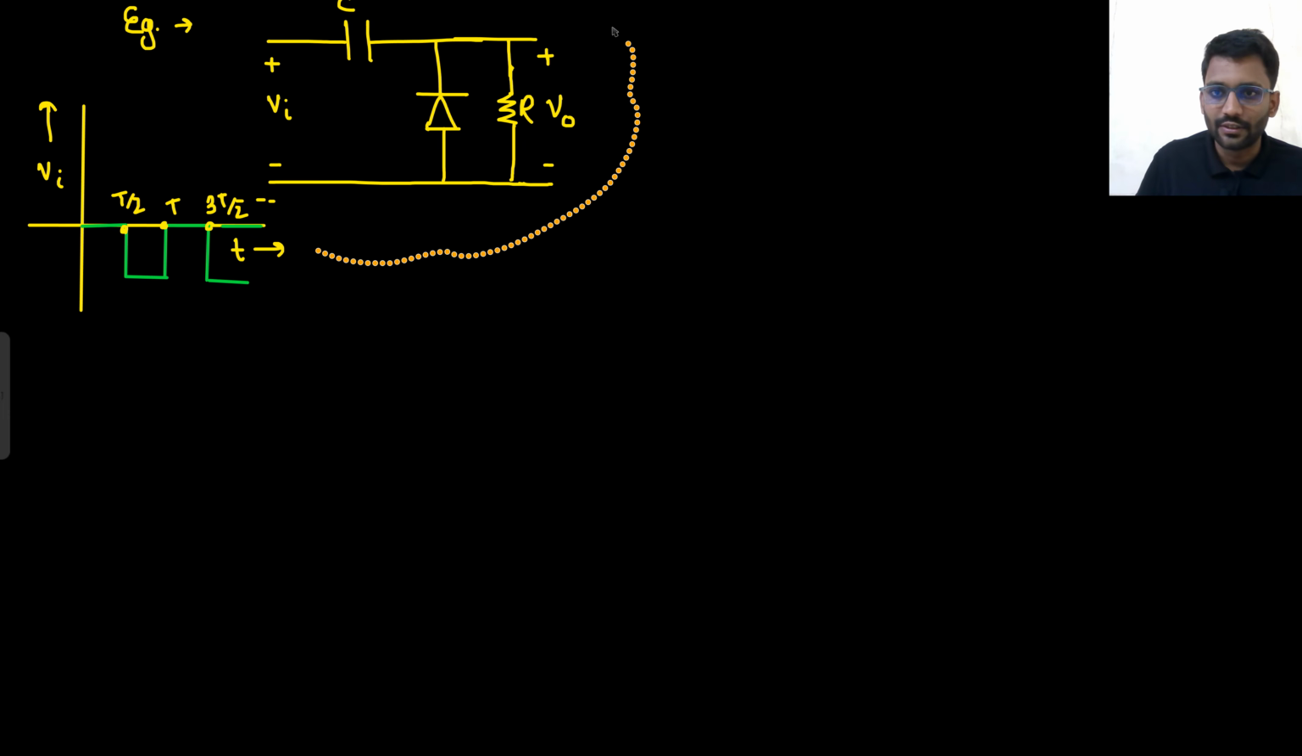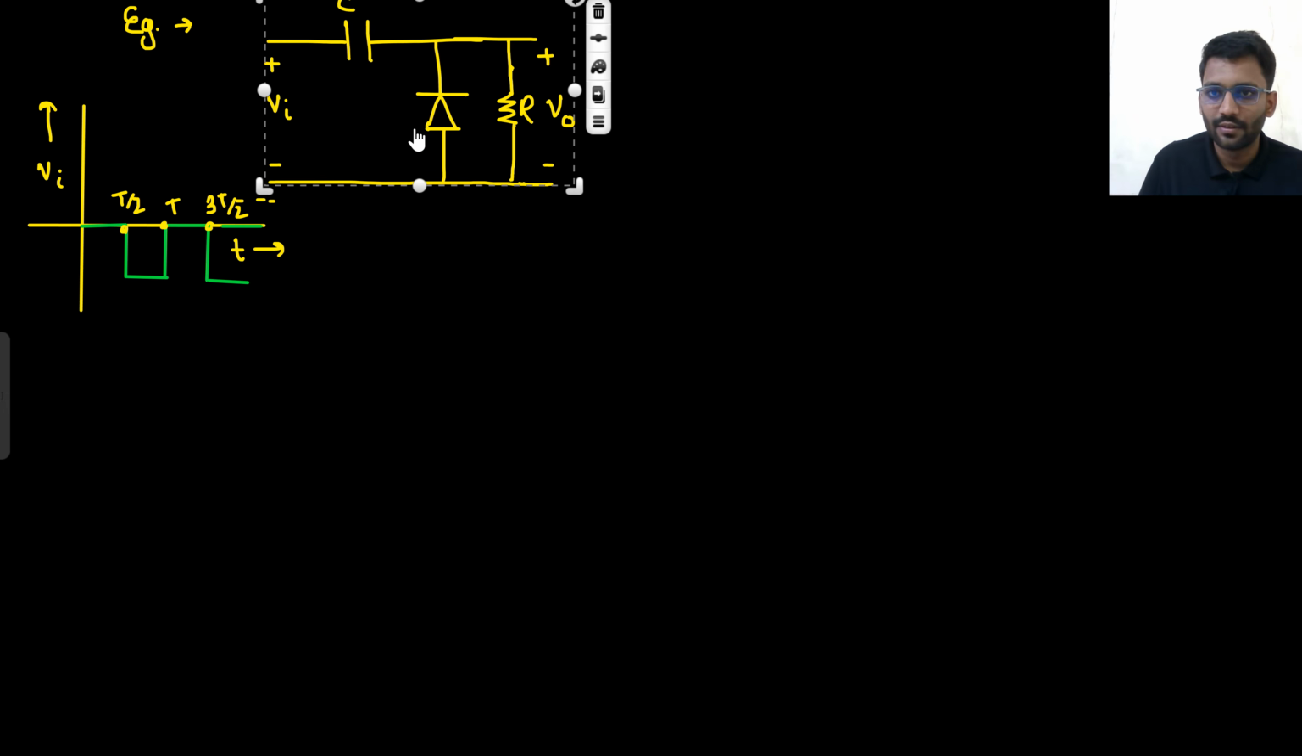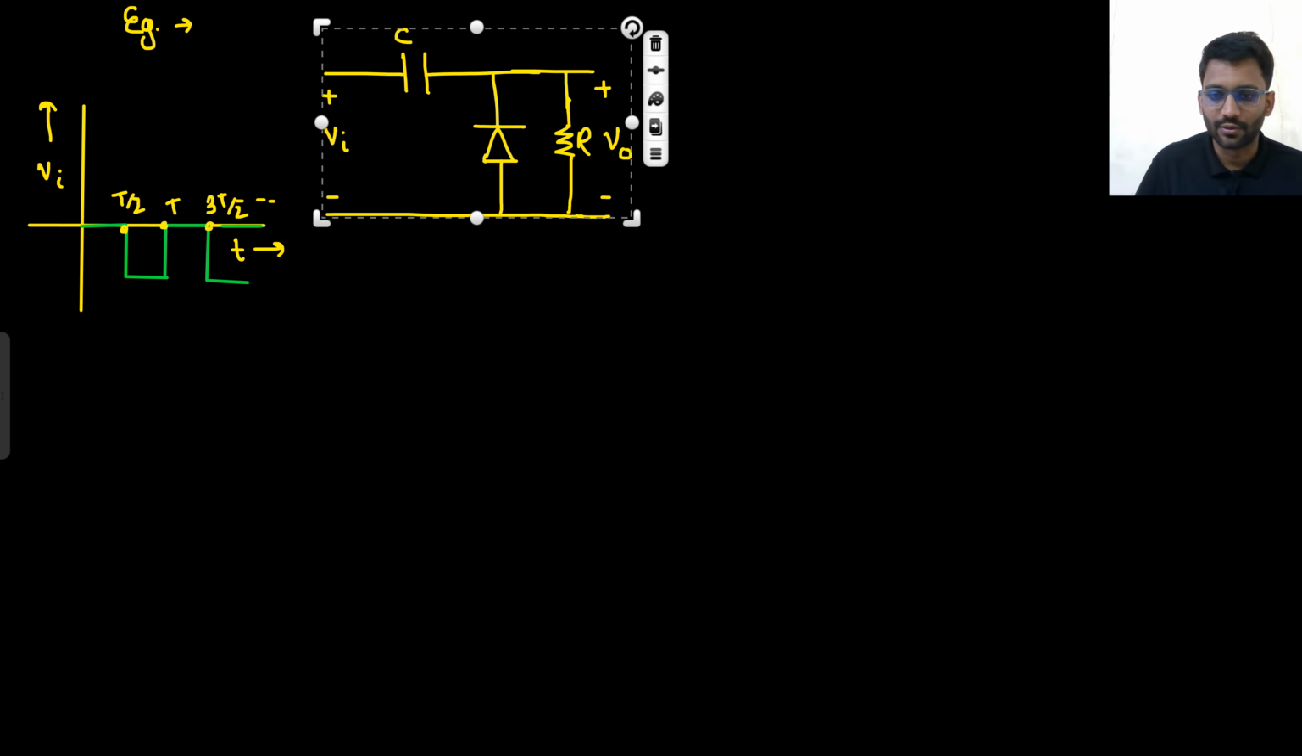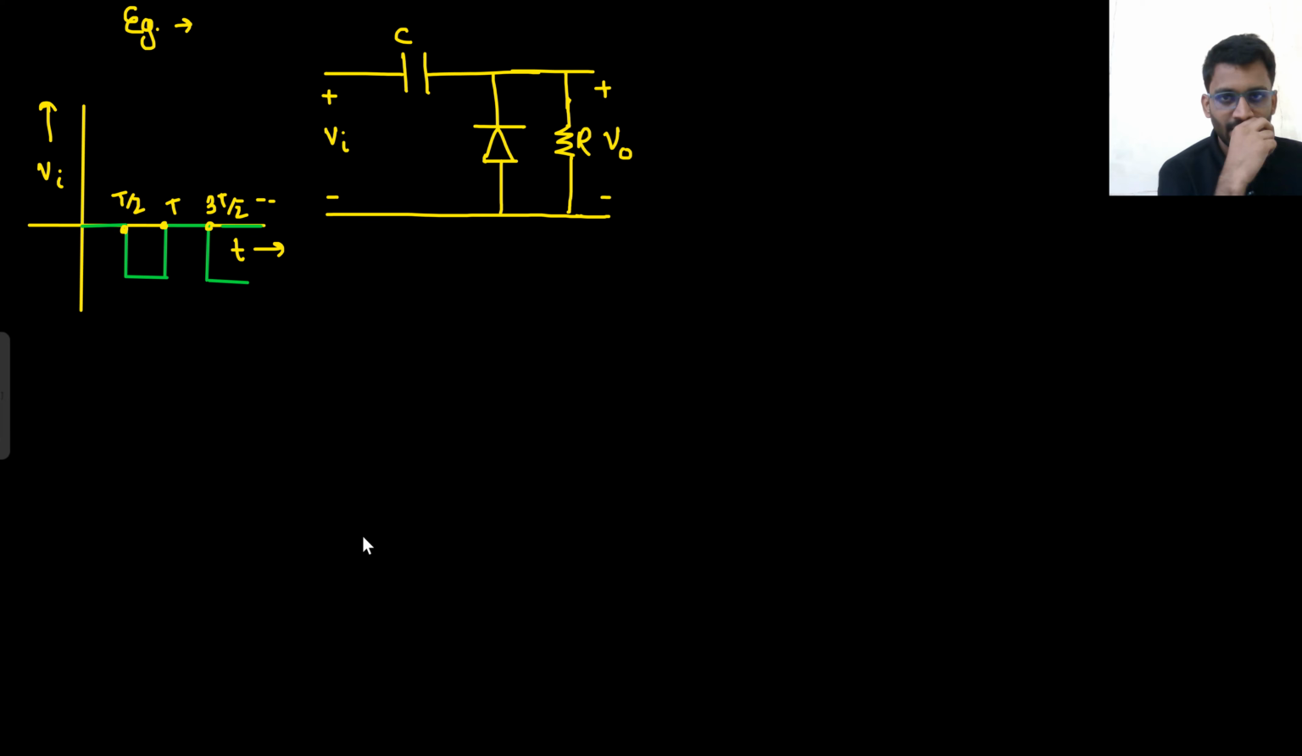Okay, let's shift it downward a bit now. So yeah, now you can see the question. So tell me, when will the diode turn on? When the applied input is minus Vm, right? If the applied input is minus Vm, the diode will turn on. So what will be the voltage across the capacitor at that time? When the diode turns on, the voltage across the capacitor will be minus Vm only.